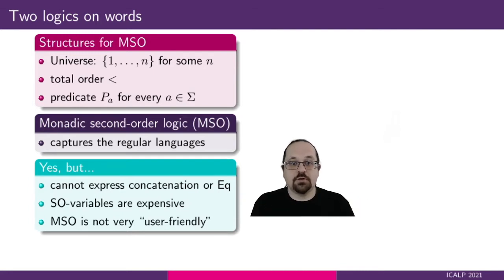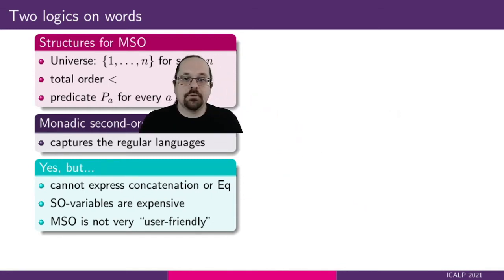Second order variables are also very expensive if you want to study the complexity of evaluating a formula from the structural point of view. So that's not nice. And also MSO is not very user-friendly. So relational algebra, one of its strengths is that practitioners can use it to optimize their queries. If you convert your query into something using second-order variables, you don't have relational algebra, or people have to understand them, that gets very complicated very quickly.